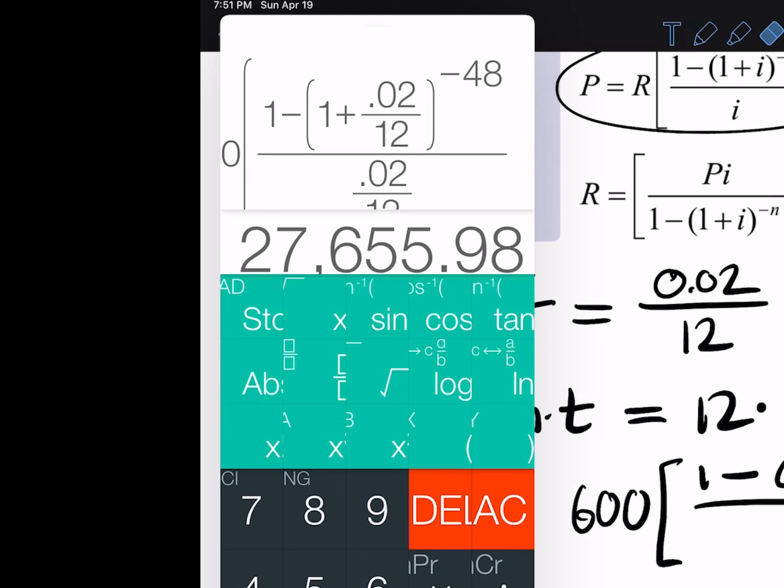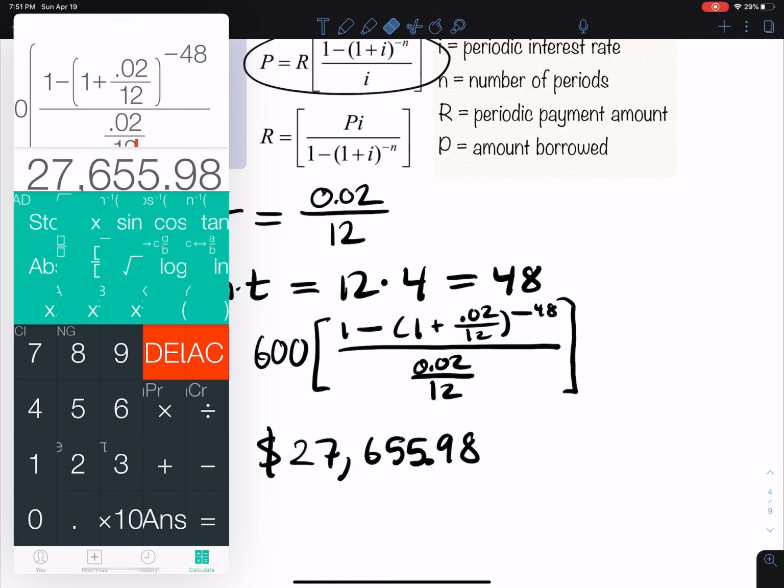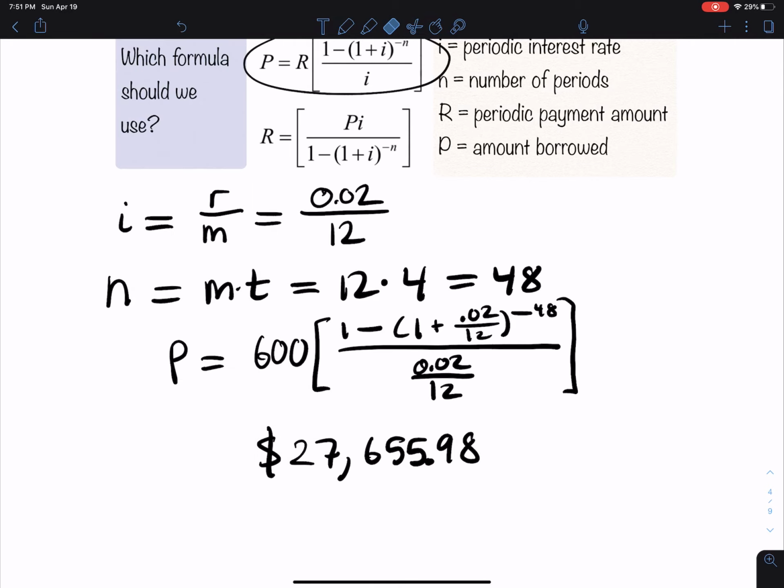As you can tell, this formula is very difficult to plug in, but with my calculator, it's easy to plug in because I have fraction notation, exponent notation. I have all of these buttons which allow me to clearly plug this in. So the calculator that you use is very important. Make sure you have a good one. All right, hope that helps.